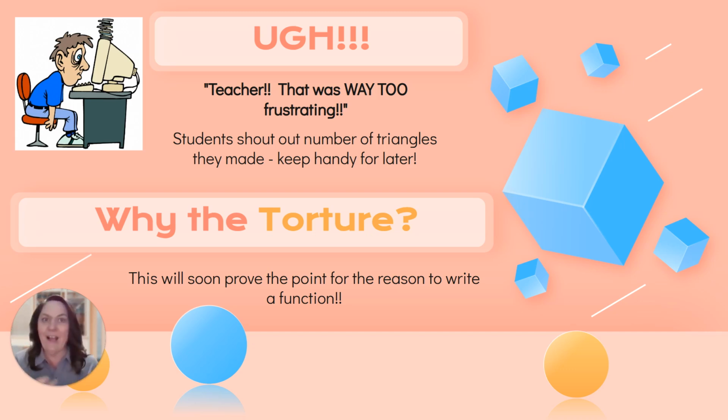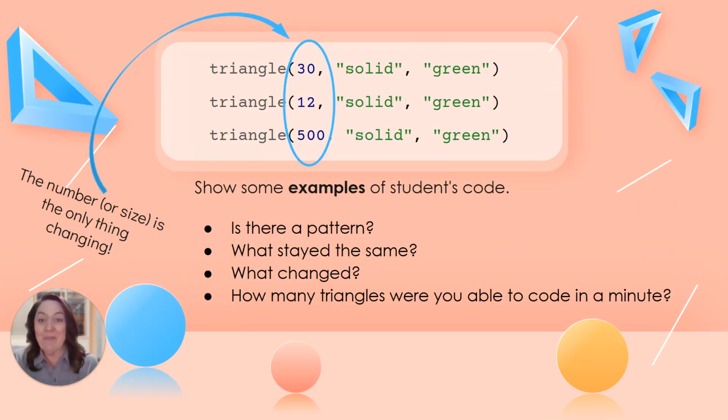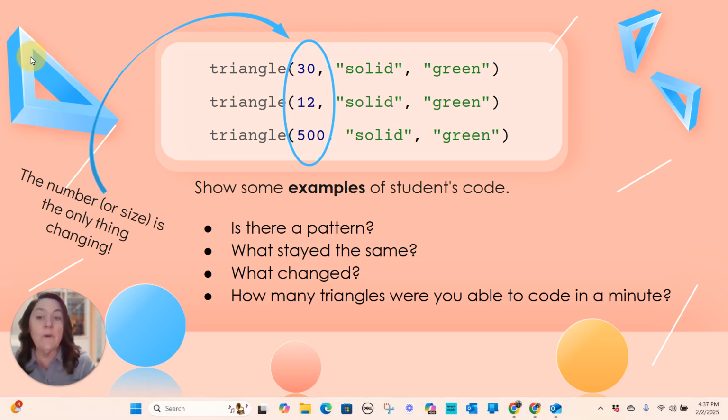Have them all shout out, how many triangles were you able to make when you had to type each one out individually, and keep track of how many they did, because we're going to compare that in a minute to something else. Not only that, now record down what was the code that you did write down. And this is where it gets important for us to begin to look at patterns in what they coded. And yes, you're going to see that they wrote down the number. Here is the thing that was changing all the time, and that's the important thing to begin to look at.